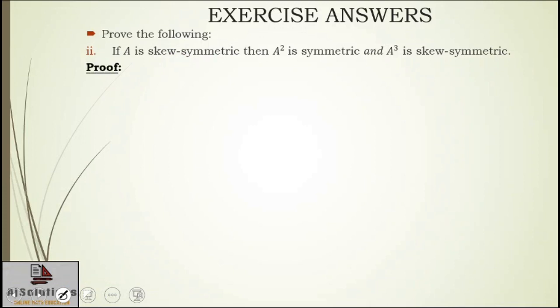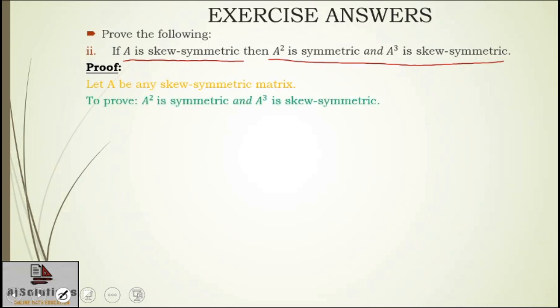Step 1, assume the hypothesis. Here is your hypothesis. So we have assumed a matrix A is skew symmetric. Step 2, what to prove? So what to prove? The conclusion to prove. So you are going to write, to prove A square is symmetric and A cube is skew symmetric.